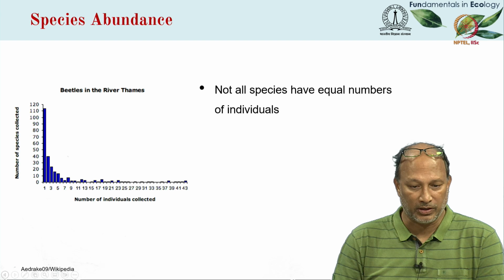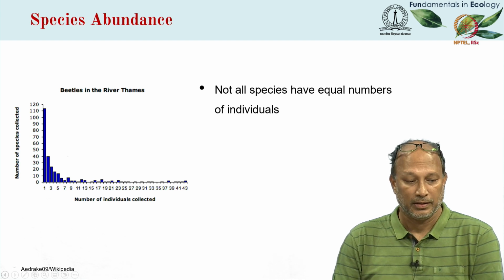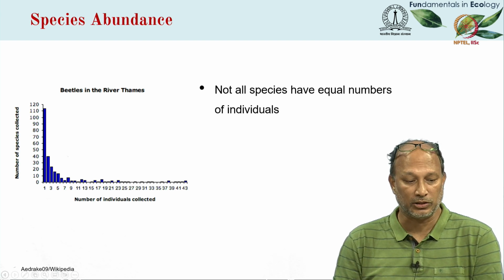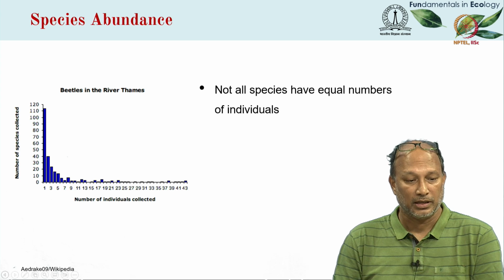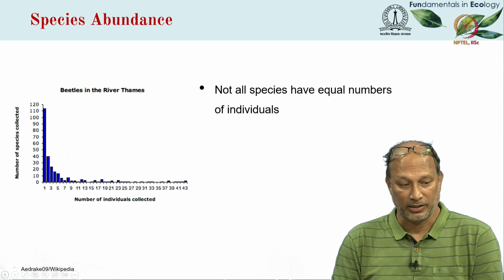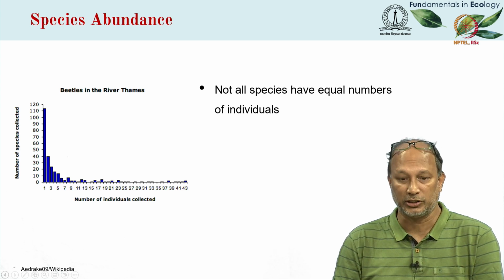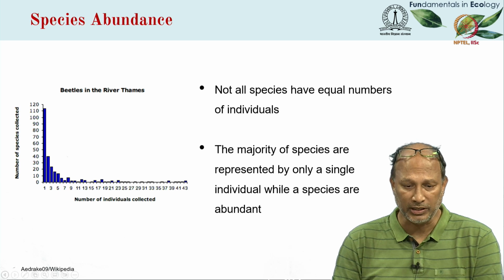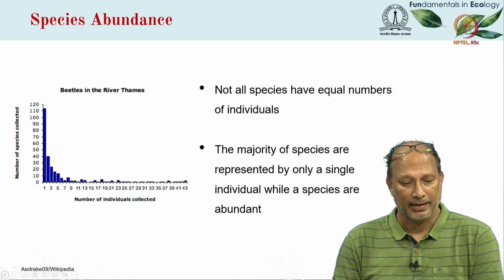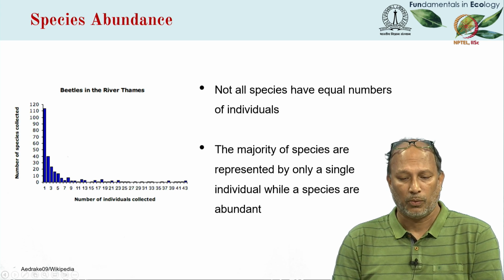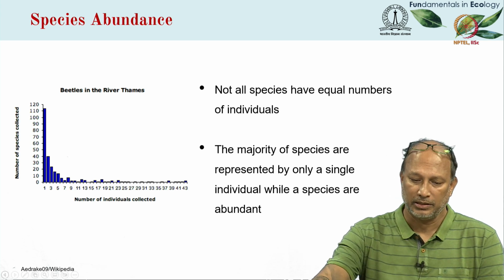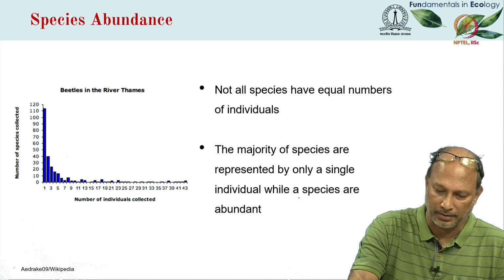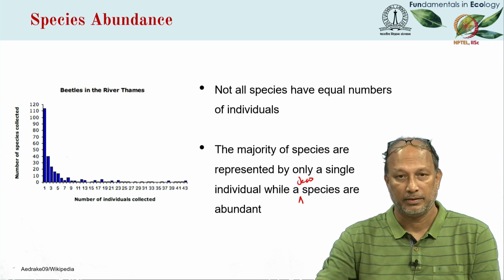So if one looks, for example, at the distribution of abundance of beetles in the River Thames, as you can see, very unequal distribution of individuals across species, and as in this case, the majority of species are represented by only a single individual, while very few species are abundant. A few species are abundant.